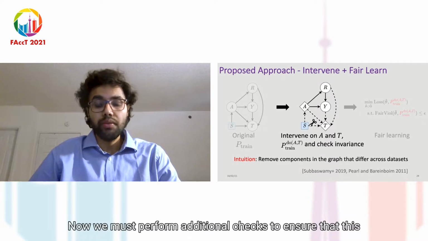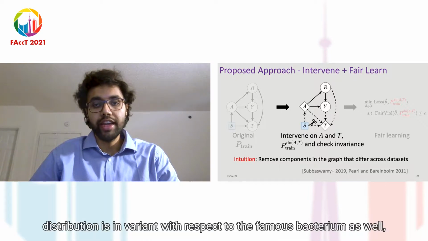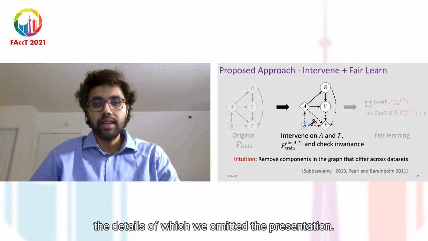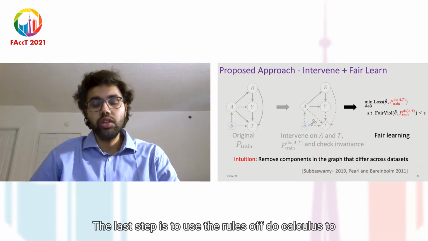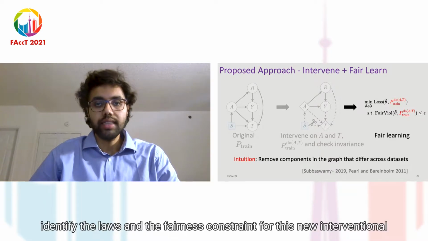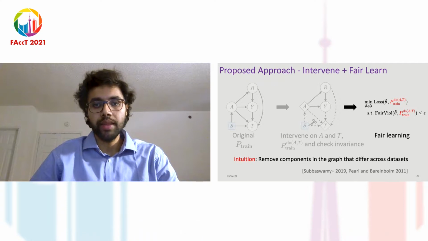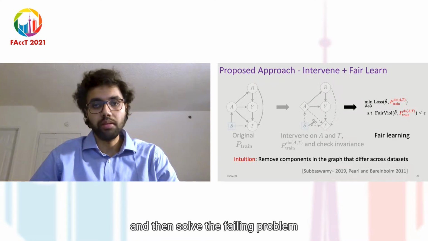Now, we must perform additional checks to ensure that this distribution is invariant with respect to the fairness criterion as well, the details of which we omit in the presentation. The last step is to use the rules of do calculus to identify the loss and the fairness constraint for this new interventional distribution, and then solve the fair learning problem.